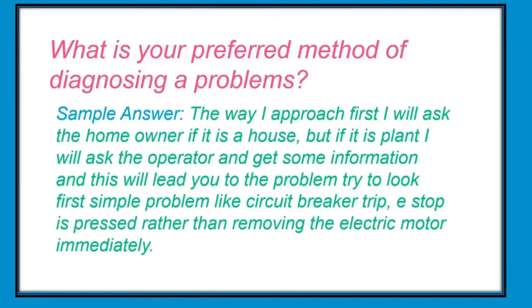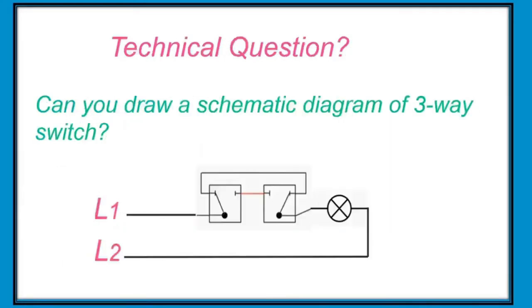What is your preferred method of diagnosing problems? Sample answer. The way I approach first, I will ask the homeowner if it is a house, but if it is a plant, I will ask the operator and get some information, and this will lead you to the problem. Try to look first at the simple problems like circuit breaker trip, stop is pressed, rather than removing the electric motor immediately. Now, let's proceed to technical questions.